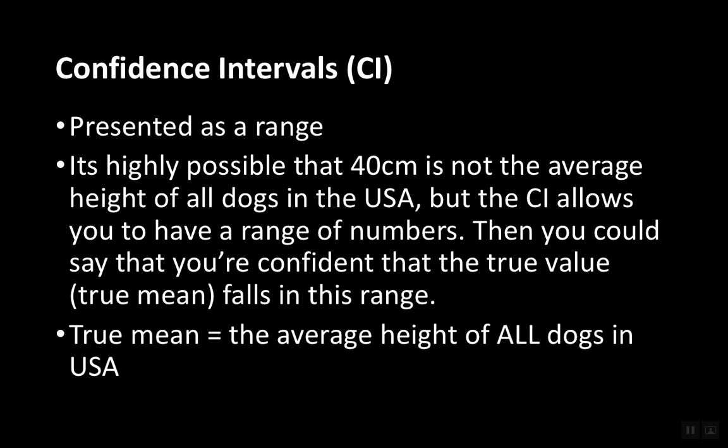But with confidence intervals, you get to have a range, right? So you get to say basically, 40 centimeters may not be the average, let's just say, but I have this range, let's say 20 to 60, and I'm pretty sure that the average or the true mean falls in this range, okay? And then, like I said, the true mean in this case would be the average height of all dogs in the United States.